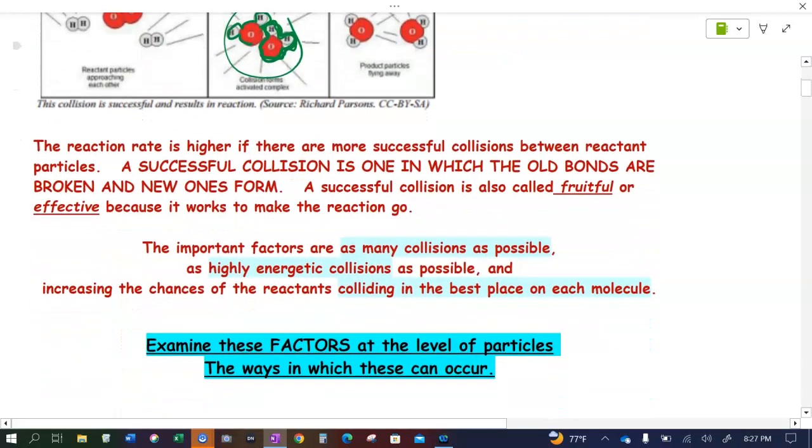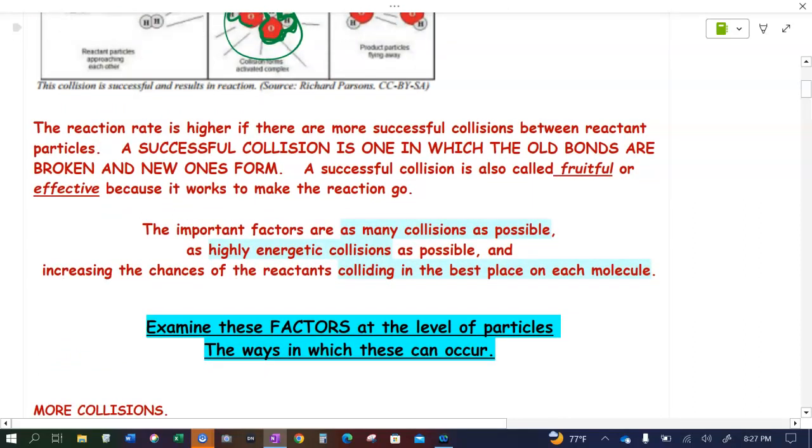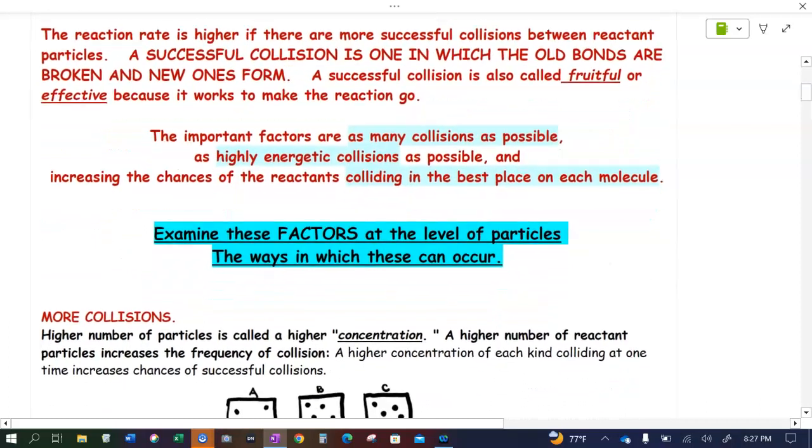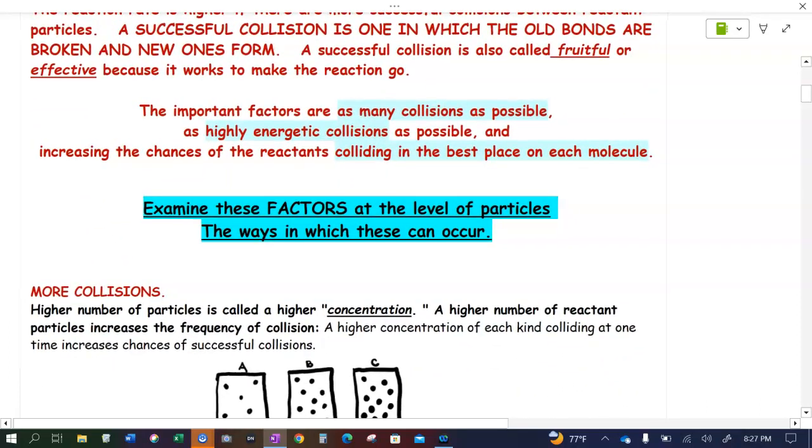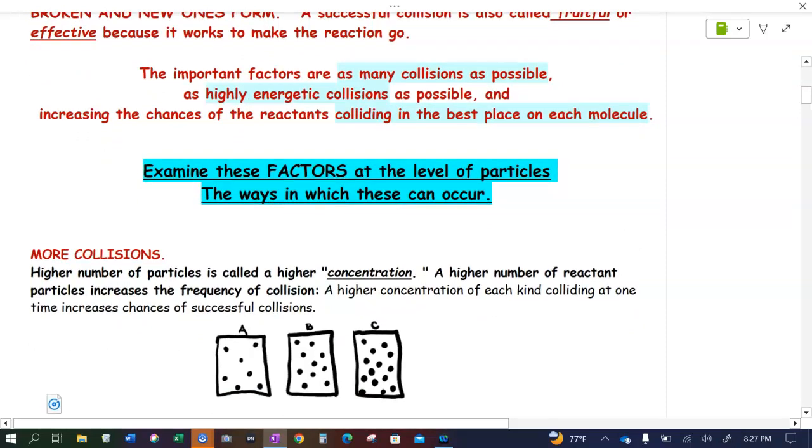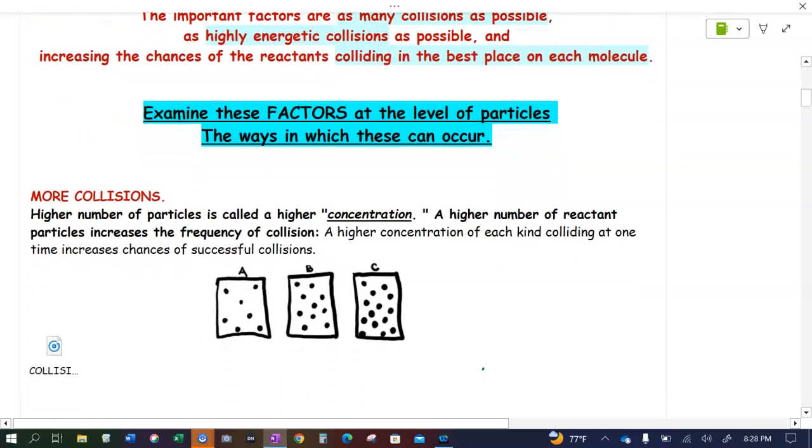So the reaction rate's higher if there are more successful collisions. The important factors are as many collisions as possible and as many highly energetic collisions as possible, to increase the chances of reactants colliding in the best place on each molecule. We're going to look at these factors at the level of particles and the ways in which these can occur. So the first is having more collisions.